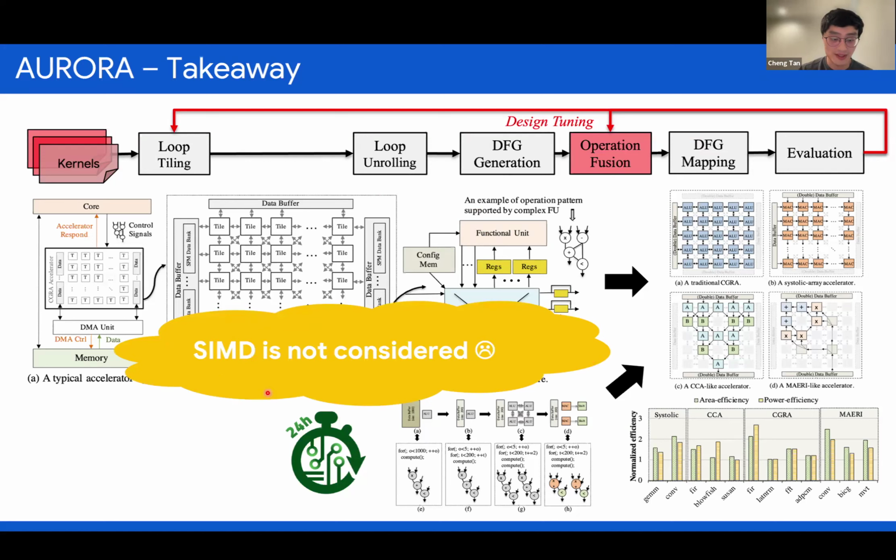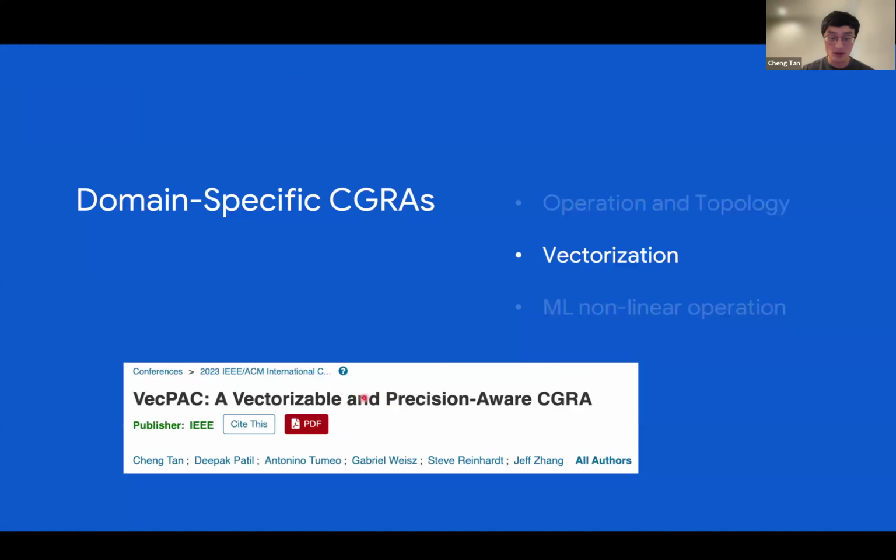However, Aurora didn't consider SIMD, right? The vectorization, which is a very common case for existing machine learning or other linear algebra or GPU-style applications. So here we propose WACPAC, a vectorizable and precision-aware CGRA, enabling vectorization.